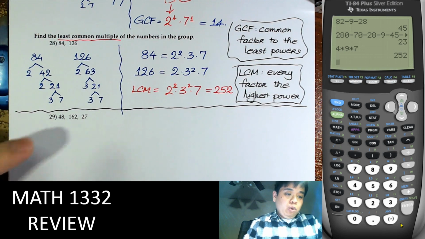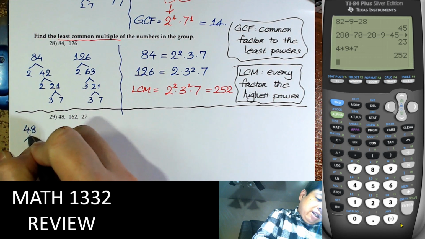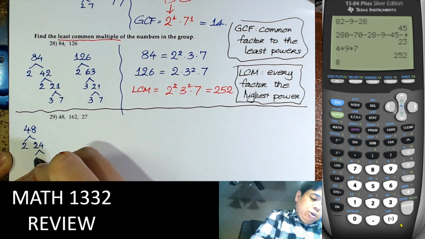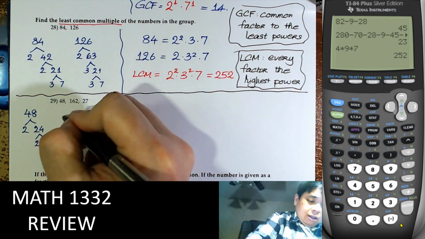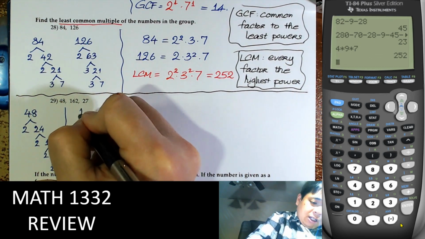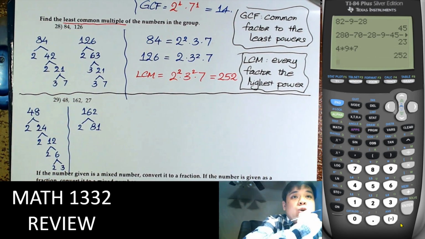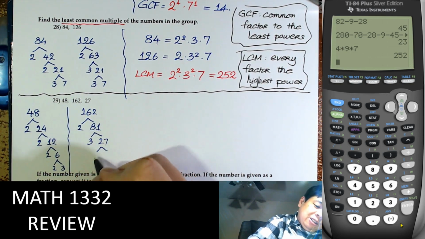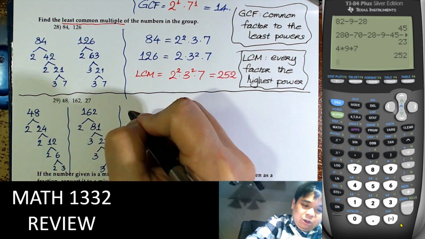Now, next we have these three numbers. So just do the prime factoring. 48: 2 and 24, 2 and 12, 2 and 6, 2 and 3. 162: 2 and 81. Well, 81 doesn't go by 2 anymore, but it will be a bunch of 3s. And then 27.